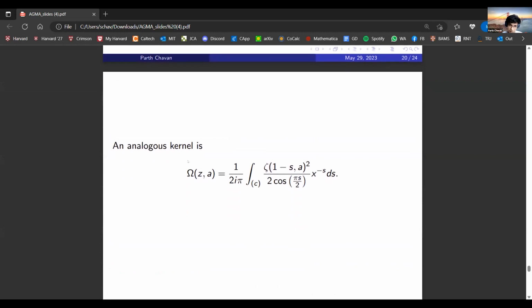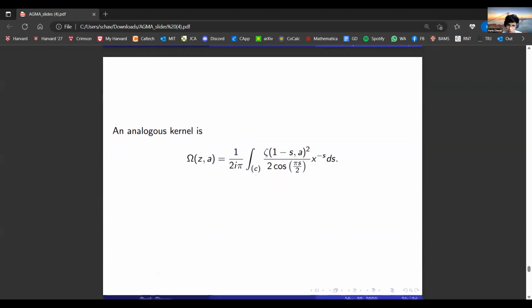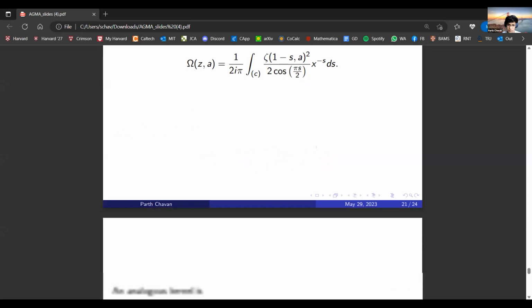If we define the analogous kernel for Hurwitz zeta function to be this contour integral, the coefficients of the function zeta of 1 minus s comma a squared are not actually simple, and this Dirichlet series cannot be explicitly evaluated for general a, but this can be evaluated for specific values of a. For instance, a equals 1 by n, where n is in the set of natural numbers.